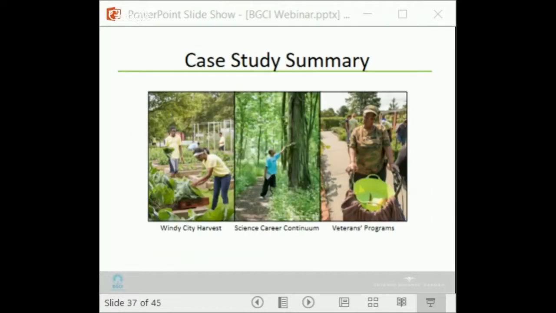So just in summary, the 3 programs I've talked about, Science Career Continuum, Windy City Harvest, and Veterans programs, are really quite different in structure and audience and context and content, but they have some shared underlying philosophies and approaches. They share the belief that every individual has the right to fully participate in society and to be successful, that supporting these successes creates a more sustainable society and really benefits all of us, and that exposure to and engagement with nature is a powerful way to make those things happen.